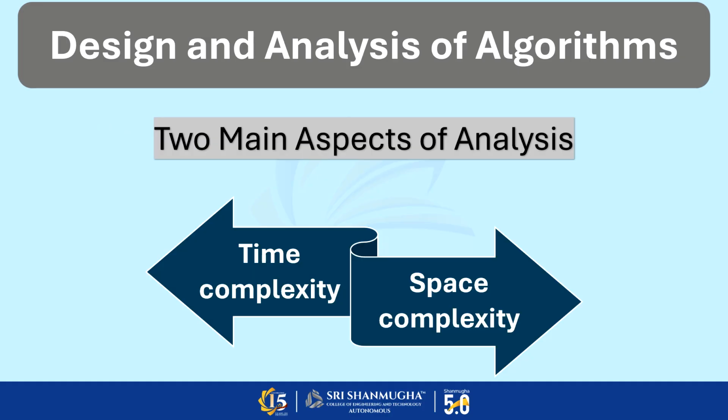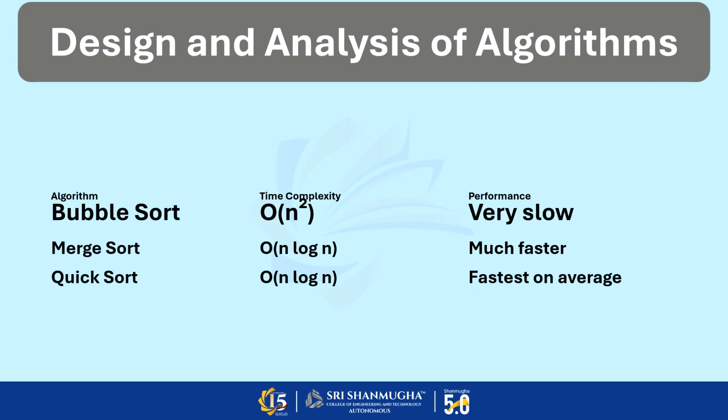So based on what we choose an algorithm, the two main aspects are time complexity and space complexity. Time complexity measures how much time an algorithm takes as input size grows. That means based on the input, how the time varies. That is the first one. And space complexity measures how much memory the algorithm uses. Got it?